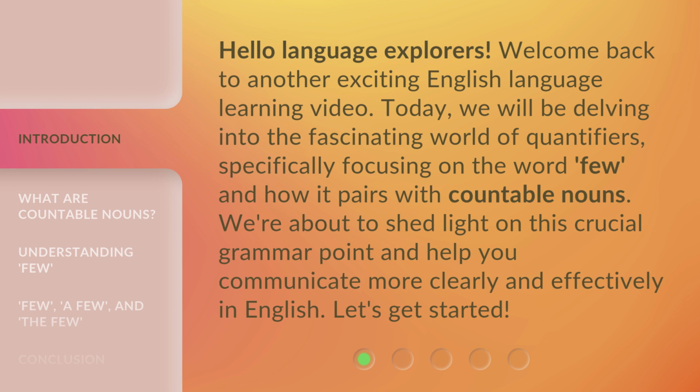Today, we will be delving into the fascinating world of quantifiers, specifically focusing on the word few and how it pairs with countable nouns. We're about to shed light on this crucial grammar point and help you communicate more clearly and effectively in English. Let's get started.